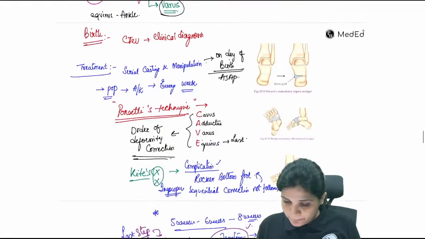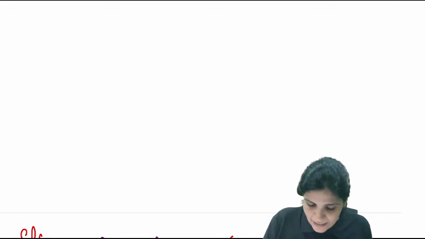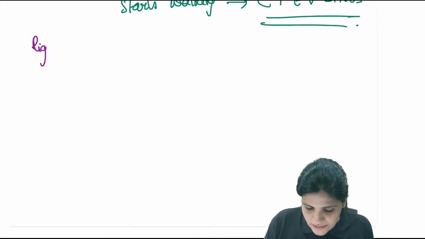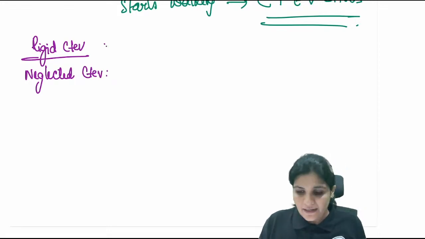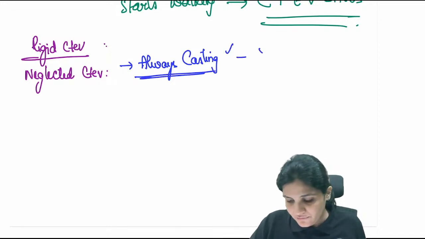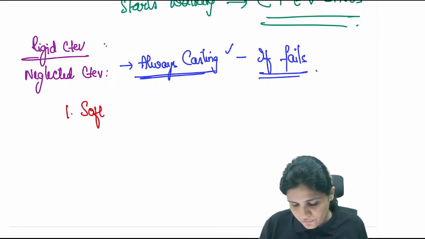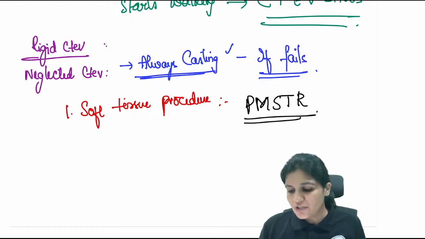Now we will see if the patient comes with a rigid CTEV or a neglected CTEV. Even if it is a rigid or neglected CTEV, always try casting, always casting. If it fails, the first thing is a soft tissue procedure. So what is the soft tissue procedure? That is your posterior medial soft tissue release.